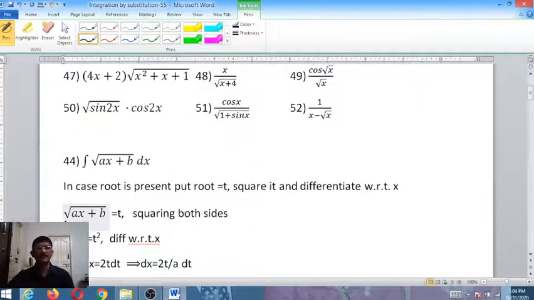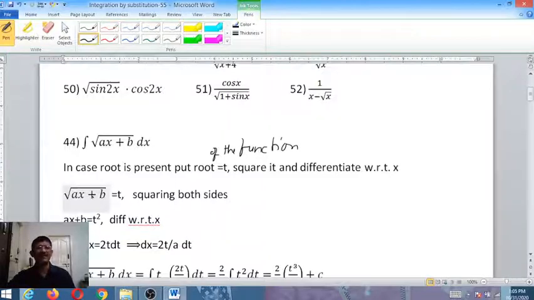In each of the problems we take that root as t. Integral of root of ax plus b. In case a root is present, put that root of the function equals t. Okay. And square that and differentiate it with respect to x in each of the problems. There is one more method to solve this problem, but I think all the problems can be solved by using this method.